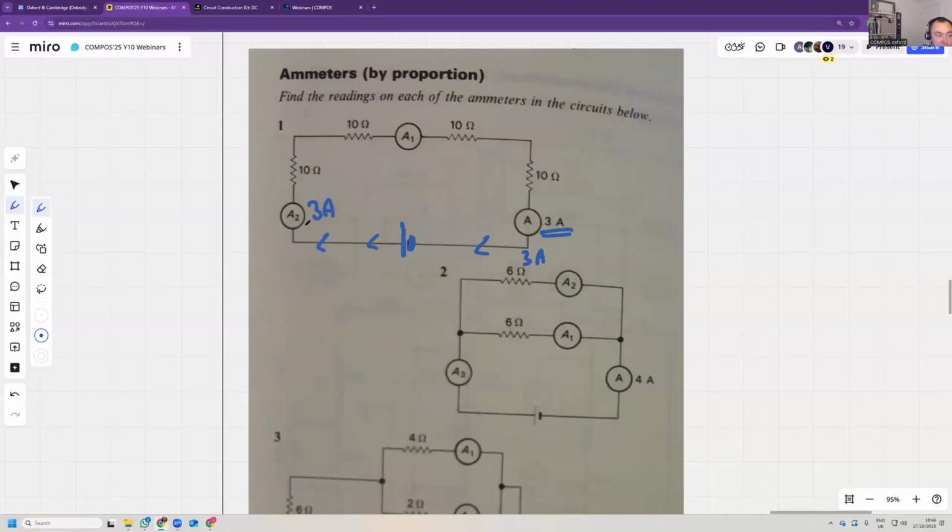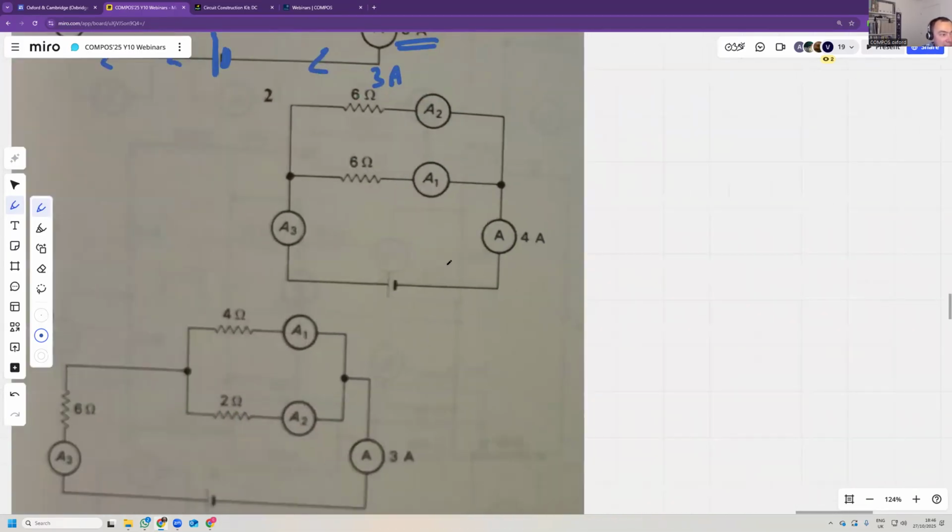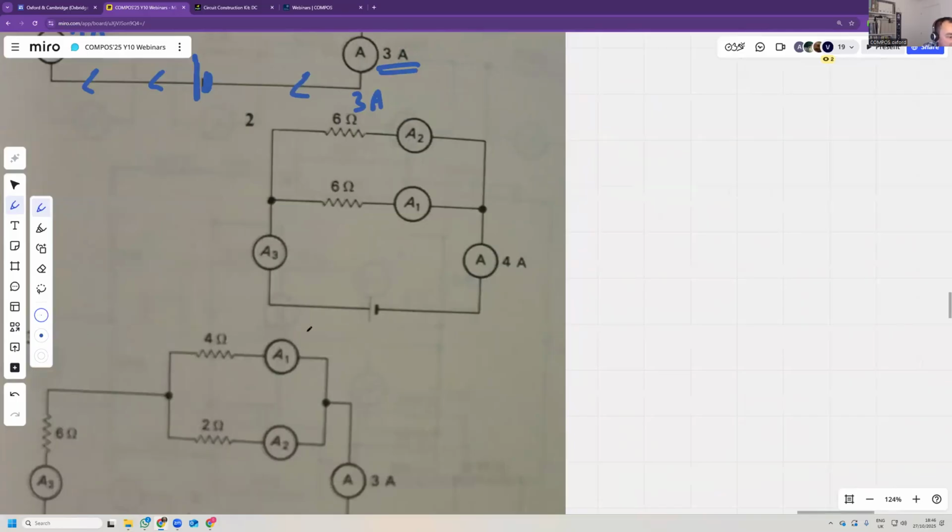So in a series circuit, the current is always the same. And it's 3 amps here. So this is a super easy question. The current is the same everywhere. Now here, you can see that the current flows that way, that way, that way. So this is 4 amps. So still 4 amps, still 4 amps, still 4 amps. So this ammeter is going to be 4 amps.